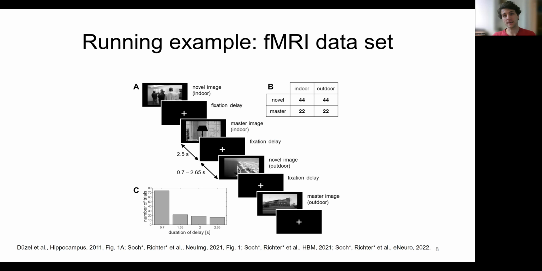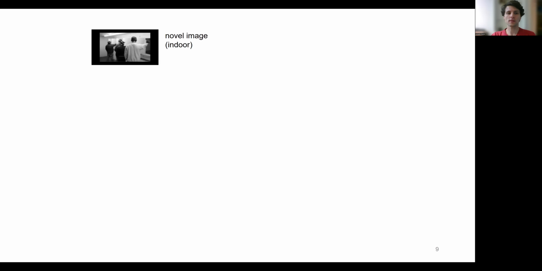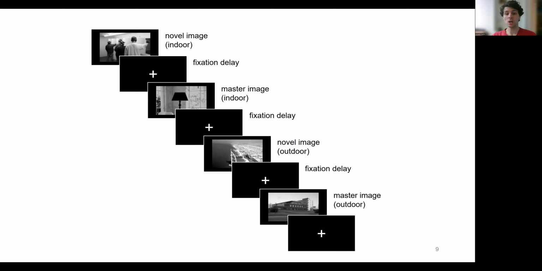Okay, so with that, we are back at the fMRI dataset that I'm using as the running example in my two lectures. And today we are actually talking about the experimental paradigm, so what specifically subjects were viewing and doing in this experiment. Subjects were presented with photographs showing indoor and outdoor scenes. And these photographs were either new to the participants at the time of presentation, so novel images, or they were pre-familiarized with the subjects by showing them to the subjects before the experiment repeatedly, 10 times or so. These are here called master images.